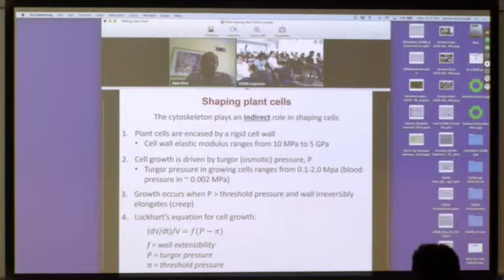If the wall is not extensible, then you'd imagine that the rate of volumetric growth is going to be low for a given turgor pressure. And if the wall extensibility is very high, then you can enhance that growth rate for any given turgor pressure. So you can already begin to see how plant cells can regulate these various parameters by controlling wall extensibility, turgor pressure, etc. So any questions so far?